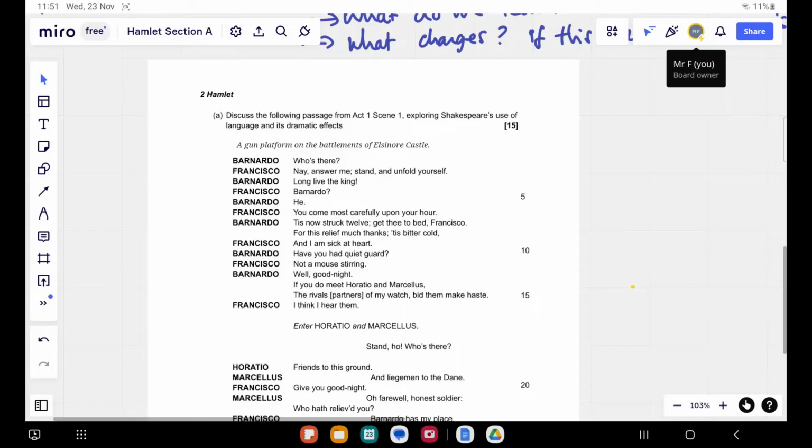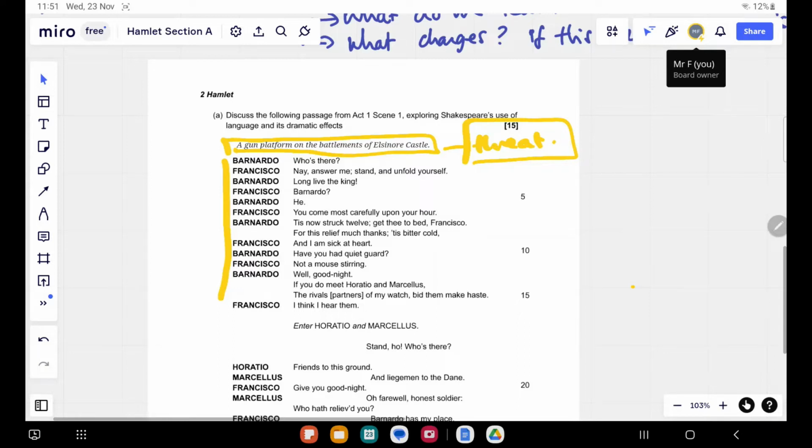We can expect to have a fear created, both in the characters on stage that then will transfer to the audience. Well, that immediately is created first from the setting, a gun platform on the battlements of Elsinore. So there's a kind of threat, isn't there? If we're on the battlements, we're kind of outside, exposed, there's a threat maybe. These are soldiers who are defending Elsinore. We don't know against what or who. So already that's a situation where people are on edge, aren't they? Because they're on watch, they're on guard.